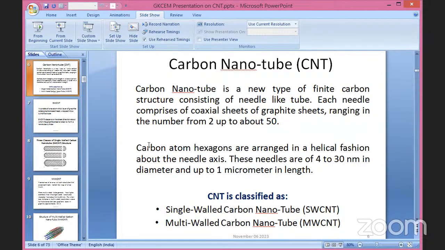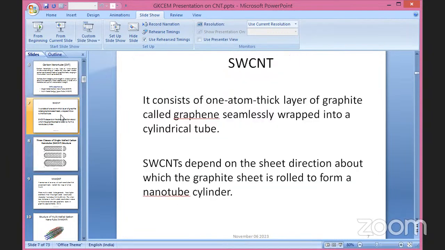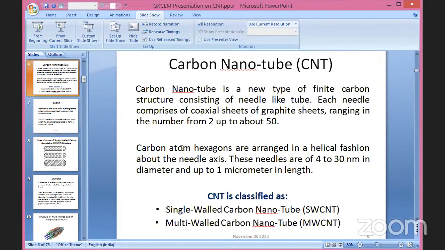I will show some of the figures. You can see the structure is something like this. It is a cylindrical kind of structure, having a sheet rolled into a cylinder. Then we have a lot of gaps between these. So these are typical kinds of structure of this carbon nanotube. And you can see carbon atom hexagons arranged in a helical fashion about the needle axis, and these needles are 4 to 30 nanometers in diameter and up to 1 micrometer in length.